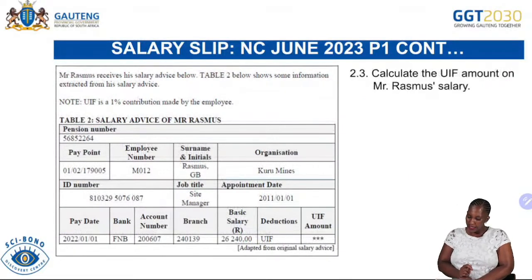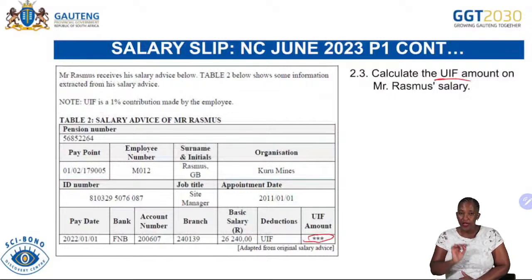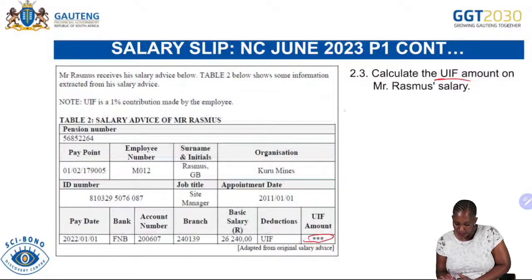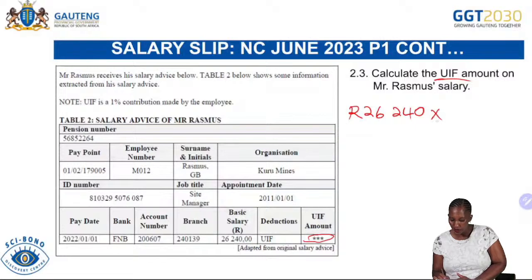Let's continue now. It says calculate the amount on Mr. Rasmus' salary, UIF amount. Calculate the UIF amount on Mr. Rasmus' salary. Now here, this is what they're looking for, as you can see. Now, what is the basic salary? We said 1%. We said UIF is 1% of the basic salary. And then how much is Mr. Rasmus' basic salary? His basic salary is 26,240. And then we said they're deducting how much, or they're contributing 1%.